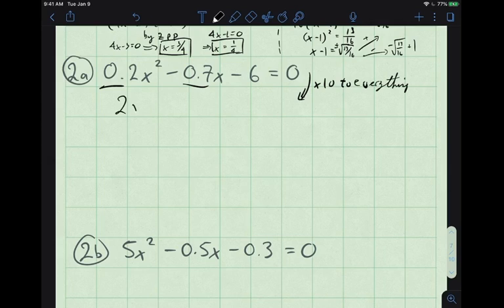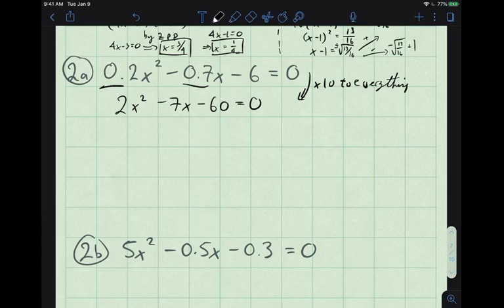So you have now 2x² minus 7x minus 60. 0 times 10 is 0. And this, do we want to factor? 10 and 12, 60. Yeah, this is what I was talking about with larger numbers. You have to think about the factors of 120 to make 7. It's a little bit harder.